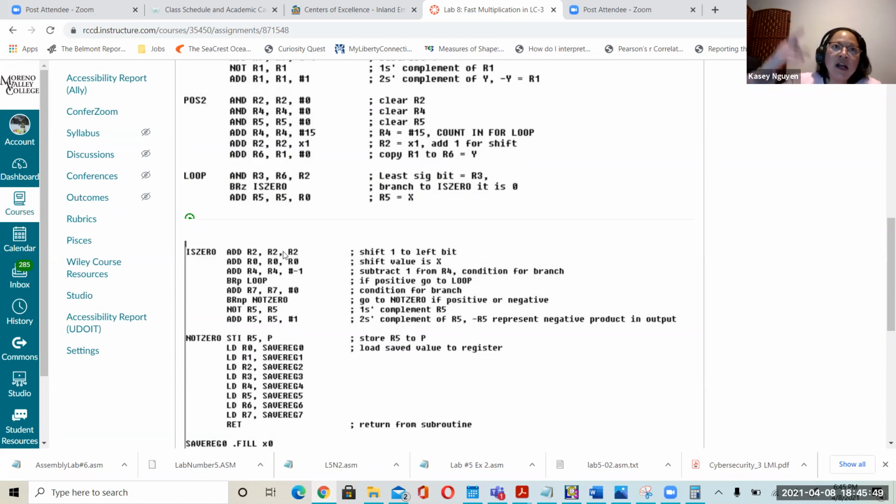So in the document, it explains to you that when you add the register itself, it would force a left shift if it's a 1. So we would force a 1 shift to the next column by adding that same register. So here I do add R2, R2, and put it back into R2. And then again, since X is in register 0, I do the same thing, add R0, R0, to shift for X. So do a left shift for X.